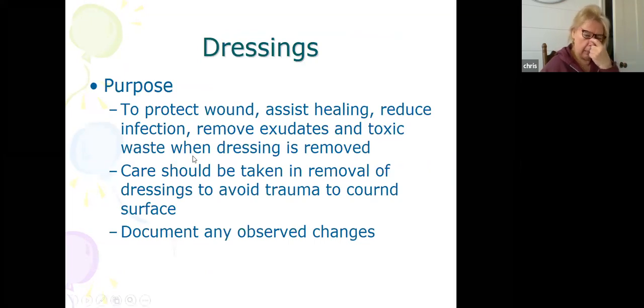Why do we do a dressing? We do a dressing to protect the wound, to assist in healing, to reduce infection, and to remove the exudates and the waste when we remove the dressing. You want to be careful how you take off that dressing to avoid trauma to the wound. If the dressing is stuck to the wound, you may want to flush it with saline before you take off the dressing. And you want to document any observed changes.